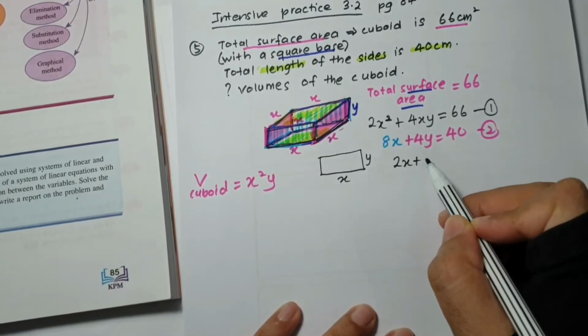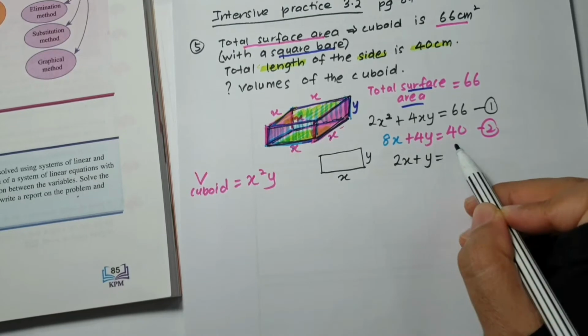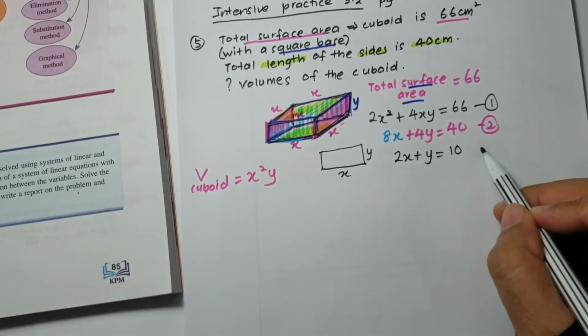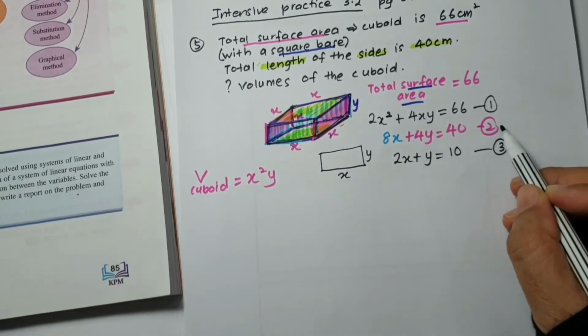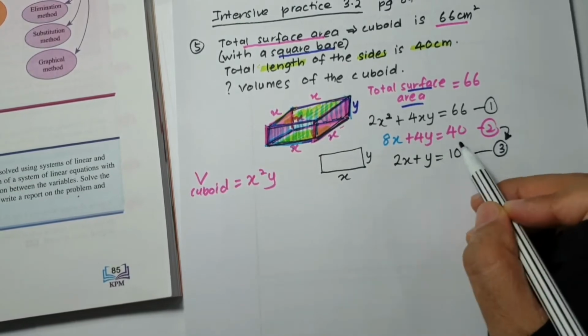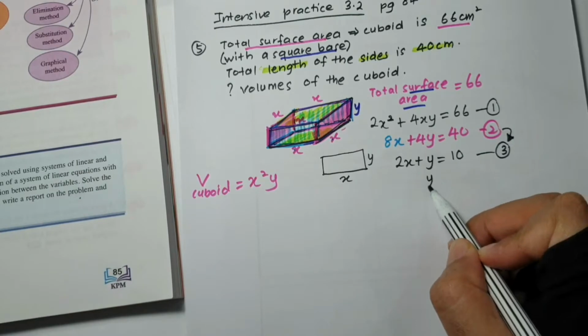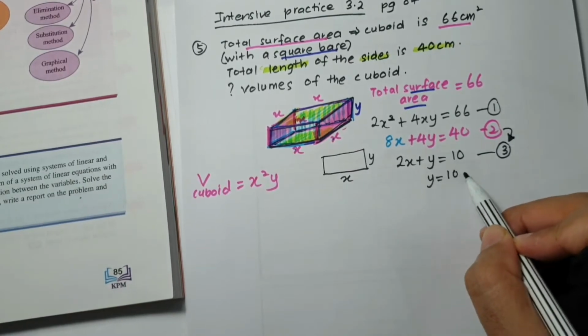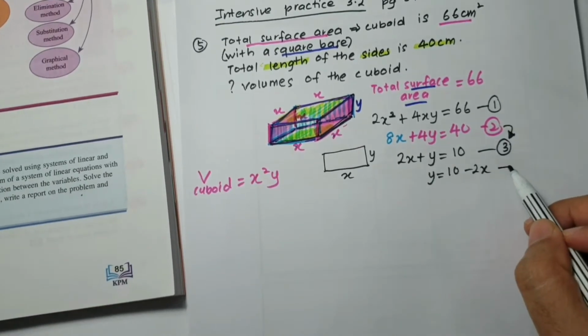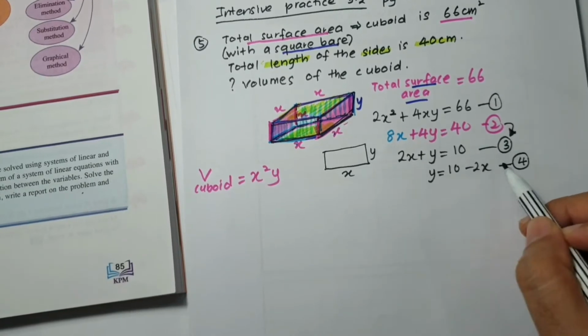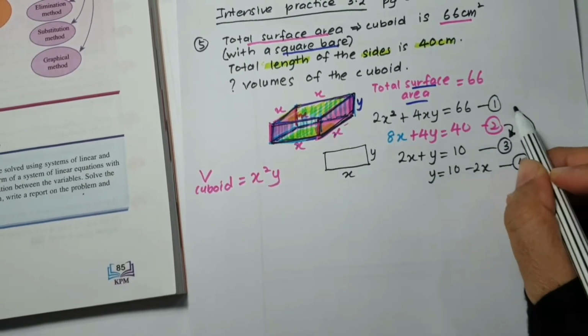4 divided by 4 is 1, so only y is left. 40 divided by 4 becomes 10. So this is your third equation. Okay, I simplify this function. Now you can make y the subject, so y becomes 10 minus 2x. So this is your fourth equation. So put this equation into the first equation.